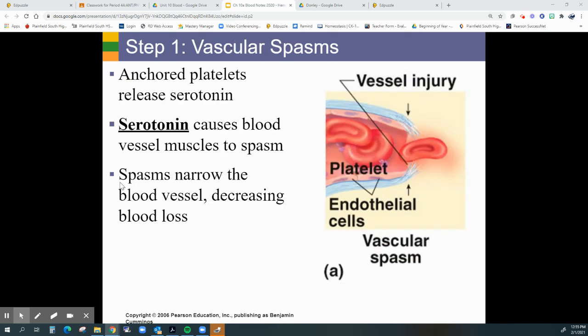It's also one of the things that can be given to people in the emergency room when they have a bleeding event. If you watch any of those doctor shows on TV, I don't watch too many of them anymore, but they will probably talk about giving an injection of serotonin, intramuscular or intravenous, to essentially start this process to happen.